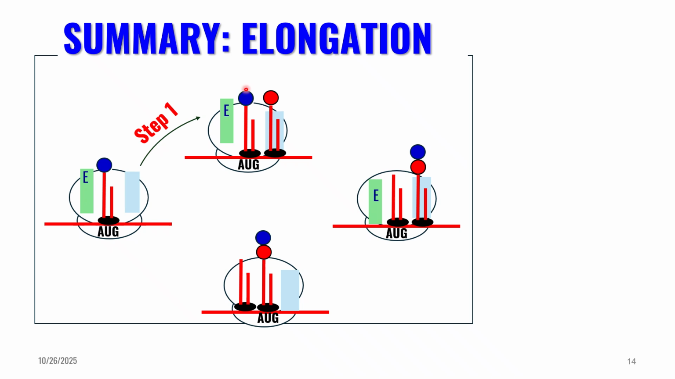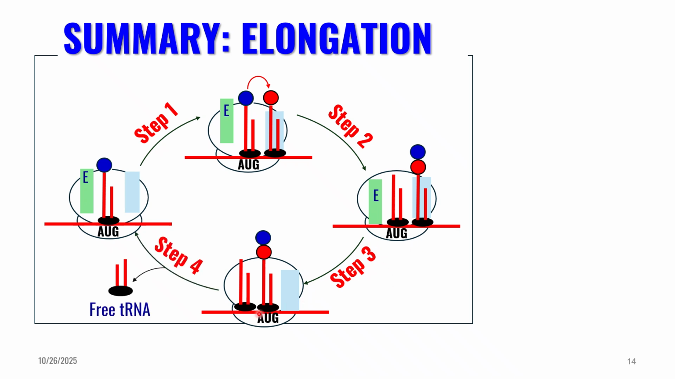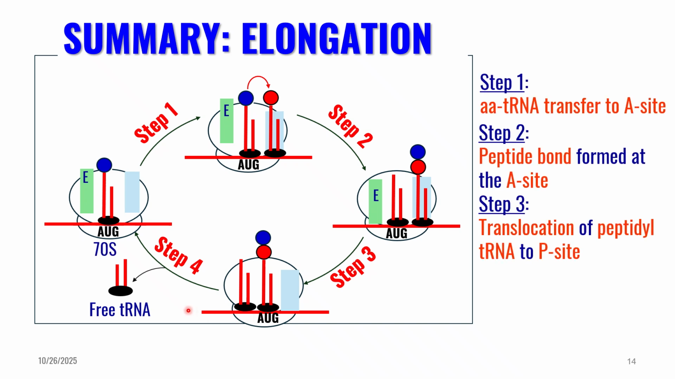So addition of each amino acid requires four steps. Step 1 is transfer of amino acid tRNA to the A site. Step 2 is peptide bond formation at the A site. Step 3 is translocation to vacate the A site, aligning with the next genetic code and moving the peptidyl tRNA to the P site, and step 4 is removal of uncharged tRNA from the E site.